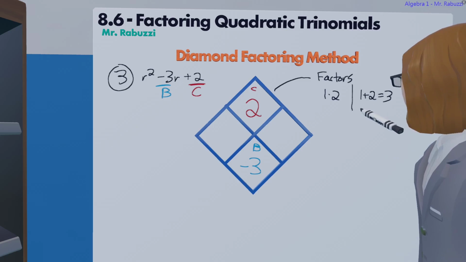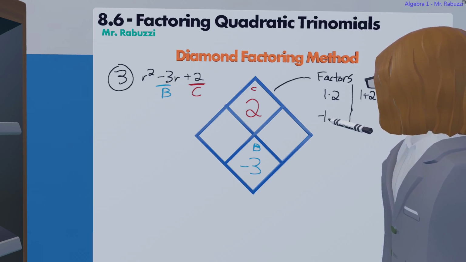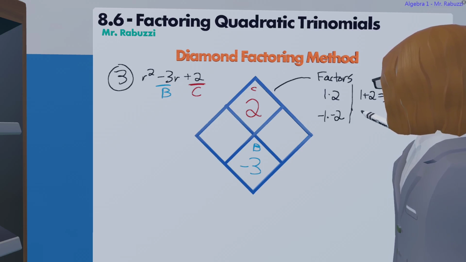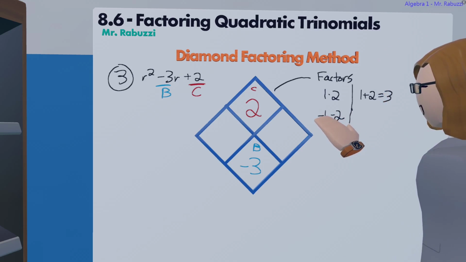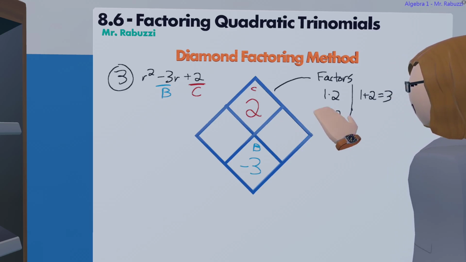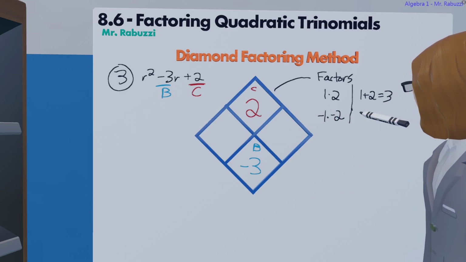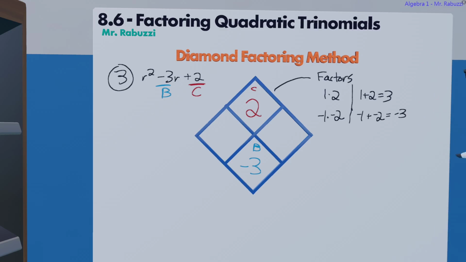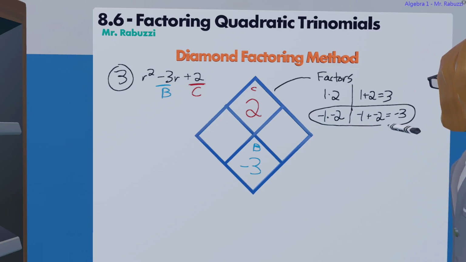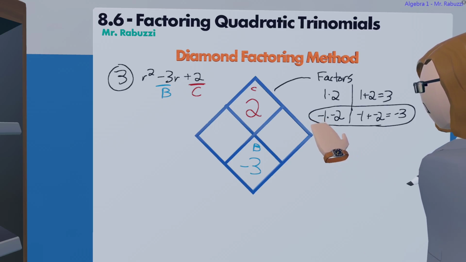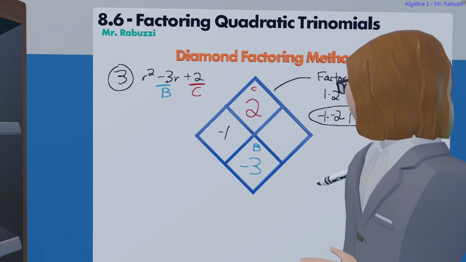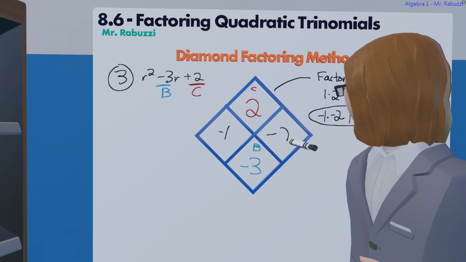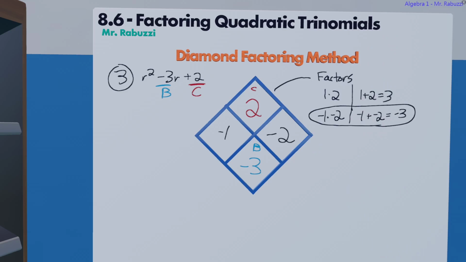Well, there is another set of factors for 2. That's -1 times -2, right? Negative times a negative makes a positive. 1 times 2 is 2. So now let's check. -1 plus -2. That, if you check it, even on your calculator, is -3. So this is the correct pair. So one side's going to be -1, and the other side is going to be -2. Okay?